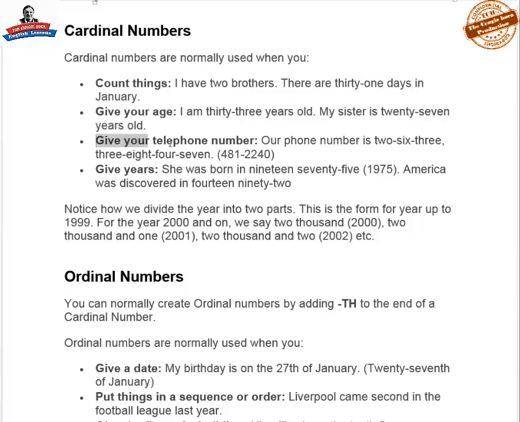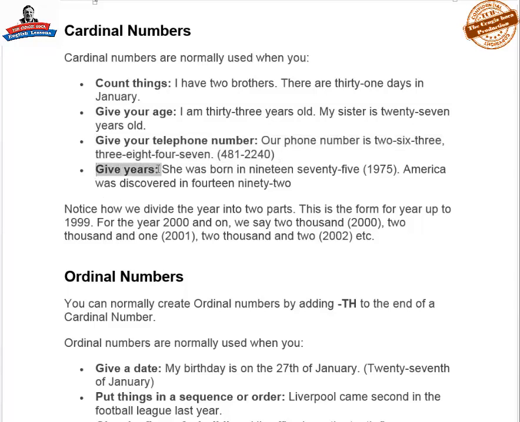To give your telephone number, our phone number is 263 3847 or 481 2240.